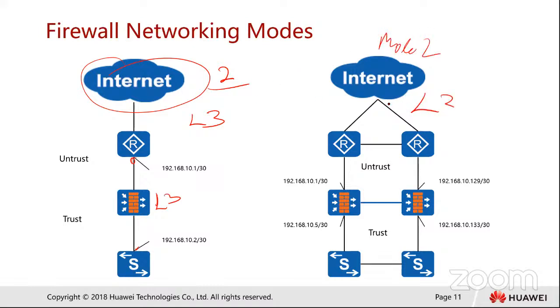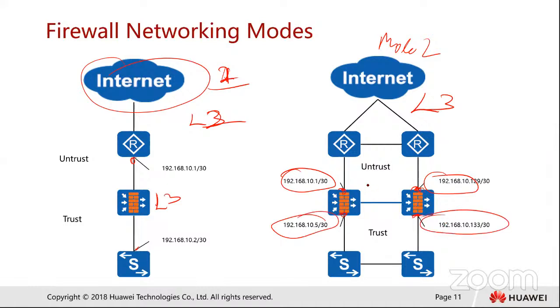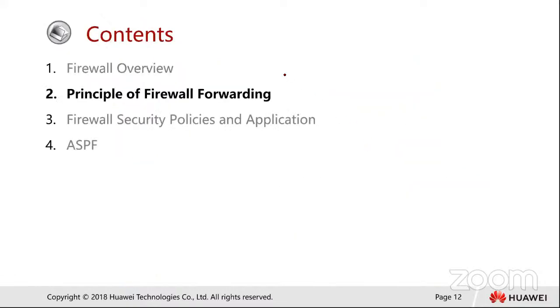Mode 2, we said it works at layer 3. Mode 1, we said it works at layer 2. And we need to configure IP addresses on different network segments on our firewall interfaces. And these can also be in different network segments, and the router performs layer 3 functions to forward and deal with data.